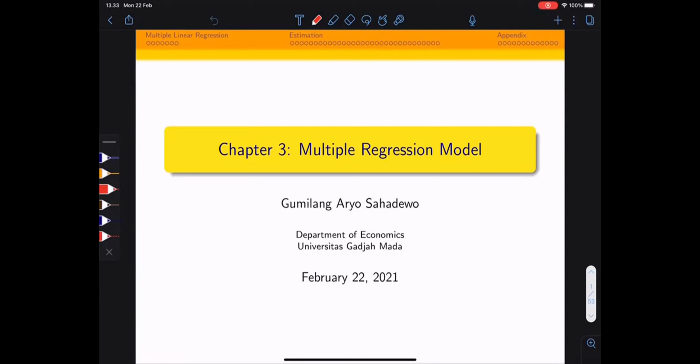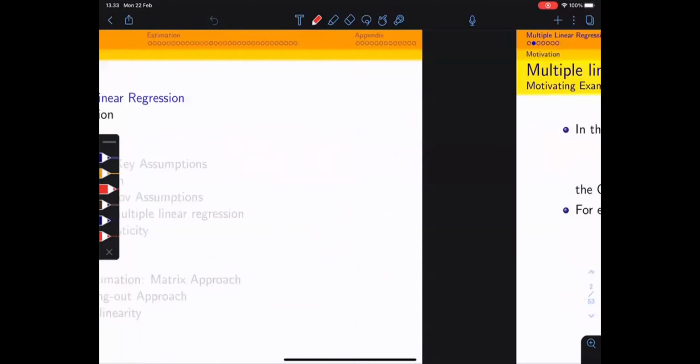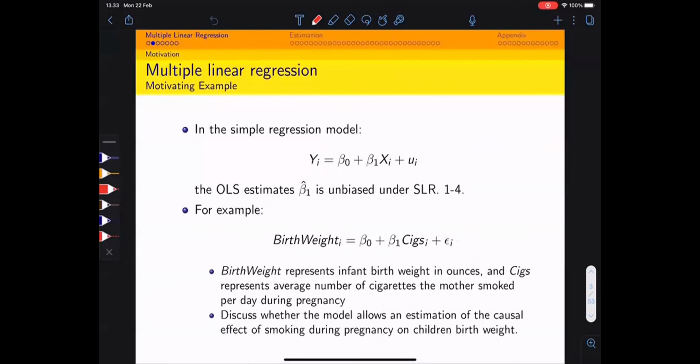In the previous meeting, we discussed the methodology and the underlying assumptions of simple linear regression. Basically, this is a regression where we regress y on x. In this lecture, we're going to try to extend the model to include not only y and x, but also other relevant explanatory variables. Okay. So I'll start with the motivation, and I'm hoping that you guys will be able to participate.